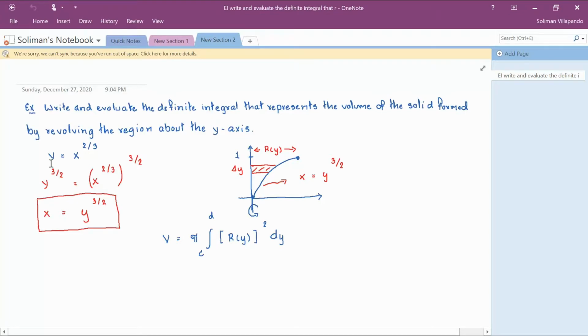I have y equal to x to the 2/3. I'm going to raise both sides to the 3/2 to have x by itself. Then I have x equal to y to the 3/2. As you can see, my graph here is x equals y to the 3/2. Now this is rotated around the y-axis. So let's take a look at the three-dimensional picture.